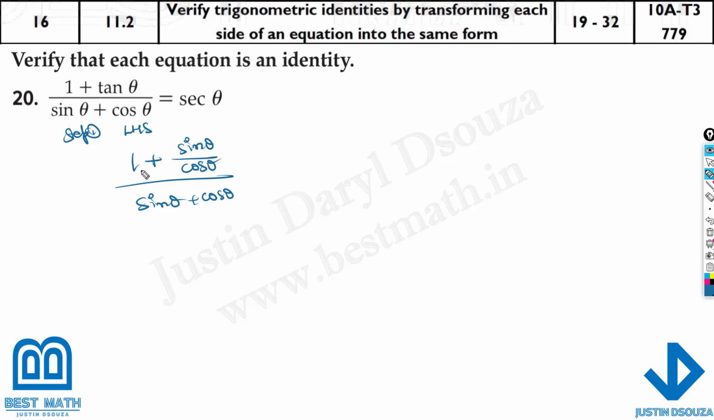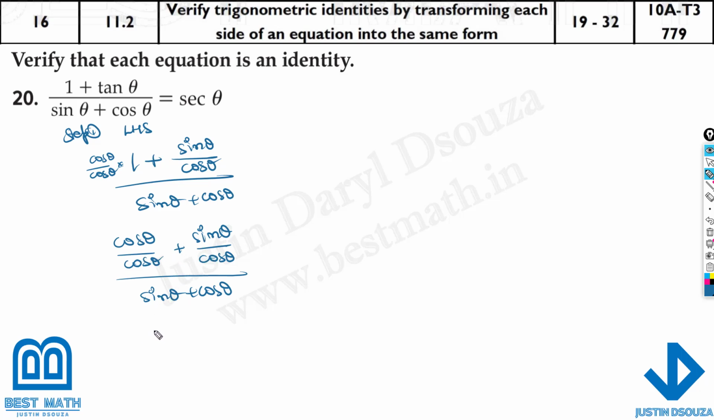So multiply and divide by cosine theta. So when you multiply and divide by cosine theta to this 1, now you have a denominator of cosine theta. What happens over here? It's cosine theta divided by cosine theta plus sine theta divided by cosine theta. This entire thing divided by sine theta plus cosine theta. Now when we have same denominator, can we write it together? Yes, we can easily write it up. So cosine theta plus sine theta divided by cosine theta, the whole thing divided by sine theta plus cosine theta.